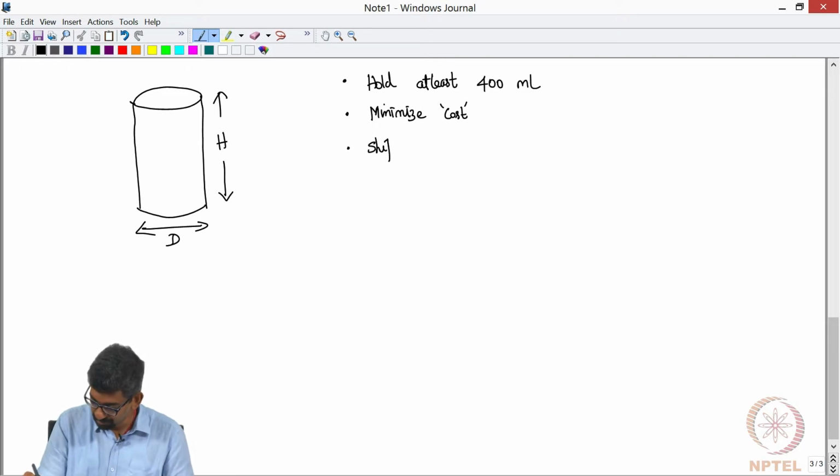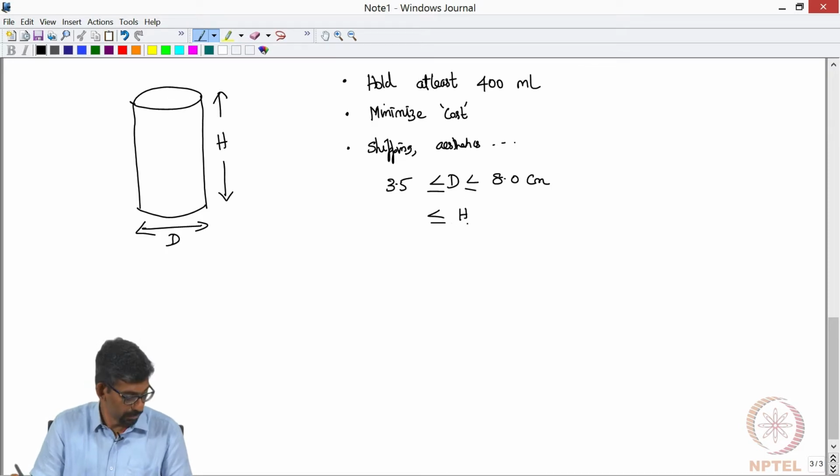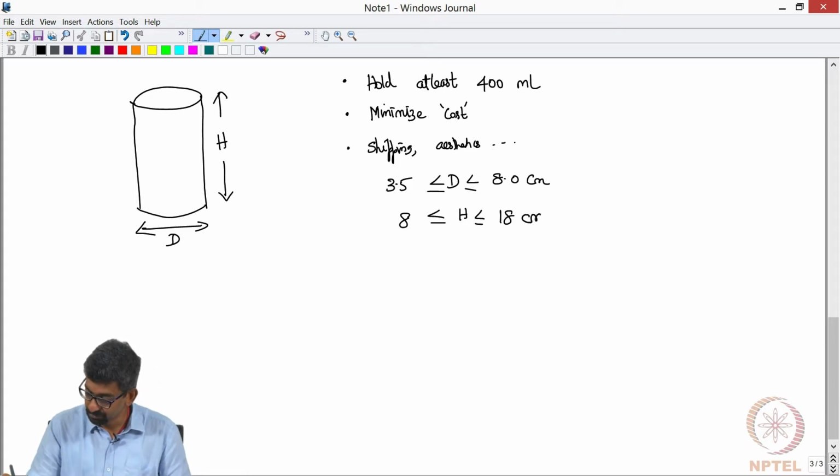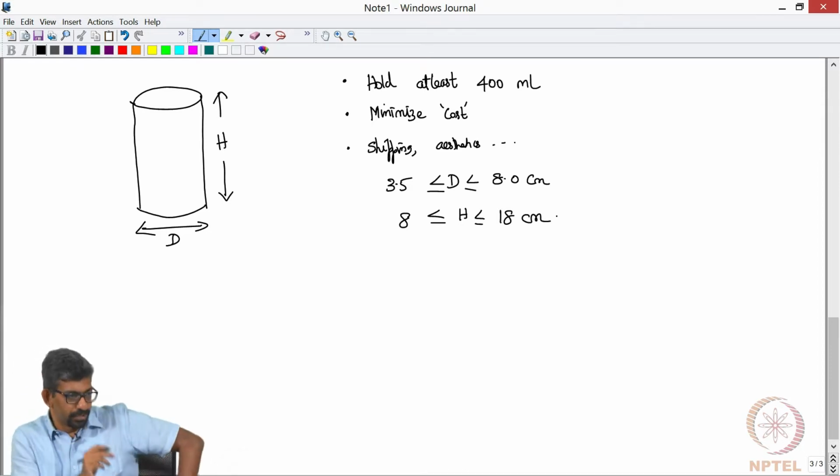So, some shipping and aesthetics, etc., impose some constraints on the design variables. D cannot vary beyond 3.5 or 8 centimeters. Similarly, H also cannot vary beyond 8 and 18. This is your problem. I would not say statement, this is what you are looking at.